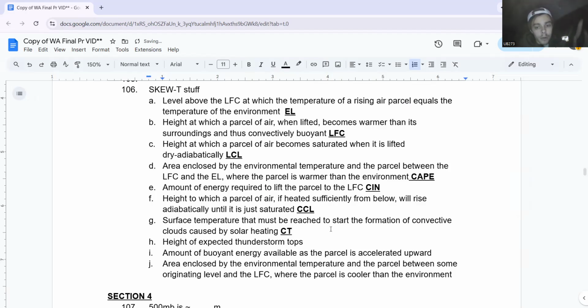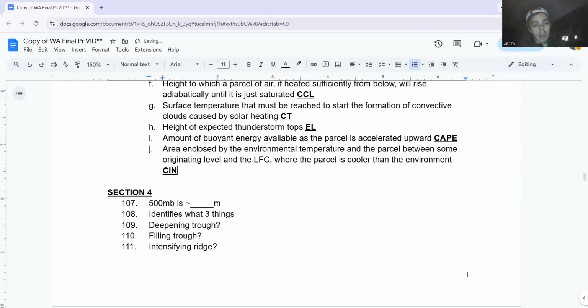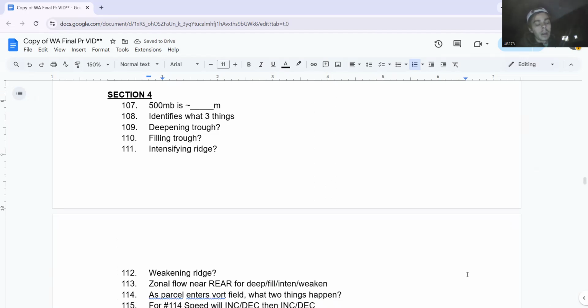But to start the formation of convective clouds, the height of the top of thunderstorm tops is LEL, equilibrium level. The amount of buoyant energy available, that should already make you know it's CAPE. Area enclosed, that's sin. Sorry that I'm not reading the whole thing, but I kind of already said this before. All right, moving on.